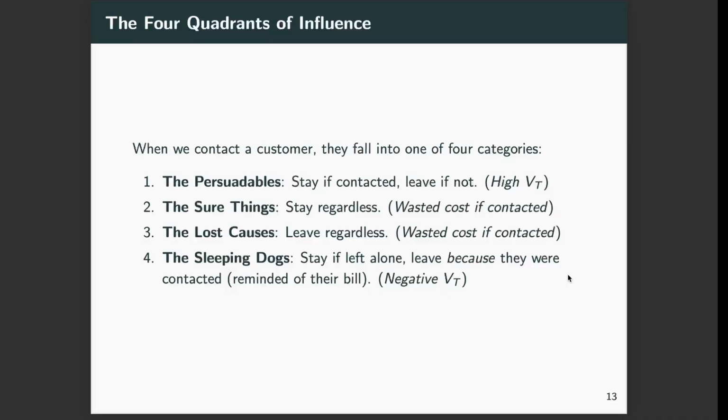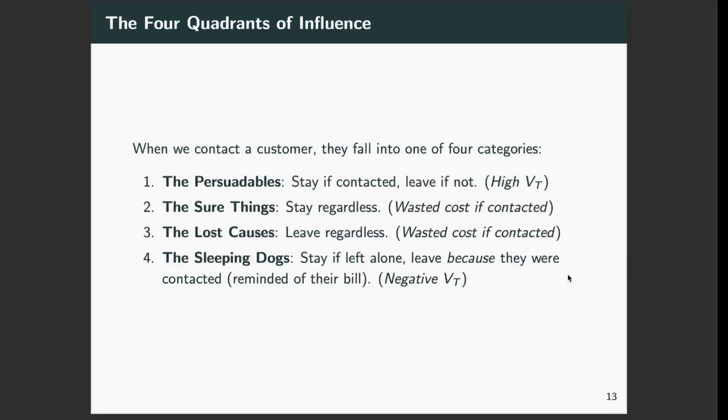The third category is the lost causes. These are customers who will leave regardless of what we do. No offer is compelling enough to retain them. Perhaps they have already made up their mind to switch, or the reason they are leaving has nothing to do with anything we can address. If we target them, we spend the cost of the offer and achieve nothing. Their V sub T is also negative. Targeting these customers also wastes money.